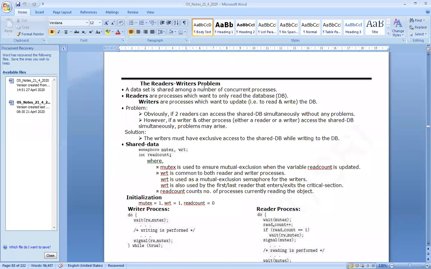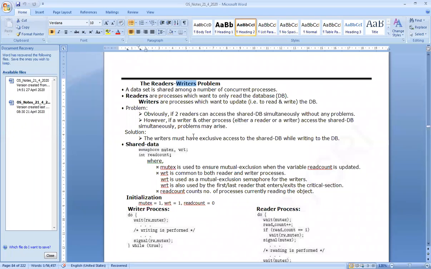Then we go for the next kind of problem, called the readers-writers problem. It is very similar to the producer-consumer problem. Two terms are there: a reader and a writer. To the database, if I want to read something, I can perform only the read operation. If I want to write something onto the database, I can perform only the write operation. Both operations I can't perform at the same time. At any given time interval, I can't perform both reading and writing together. It is not possible at all.